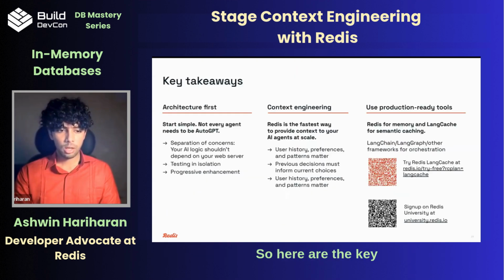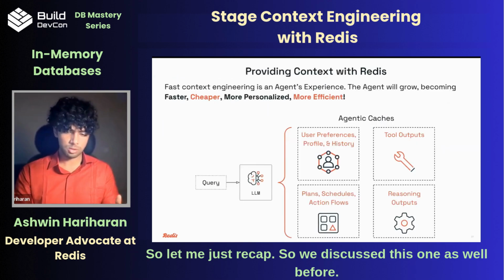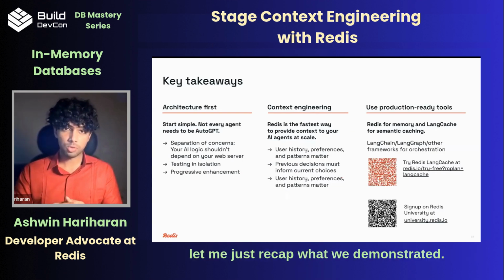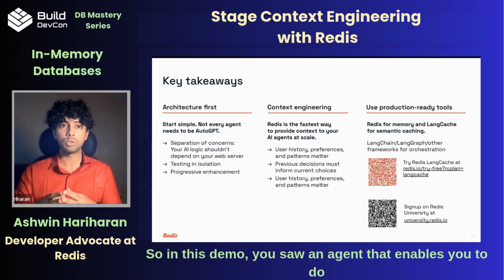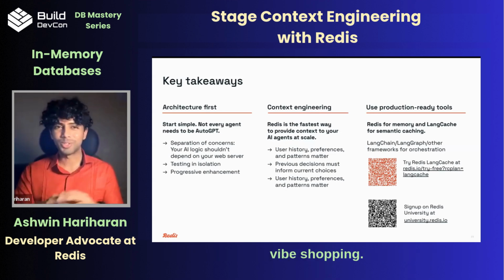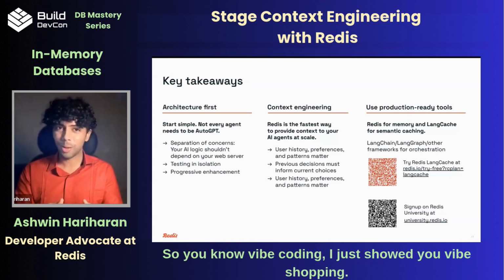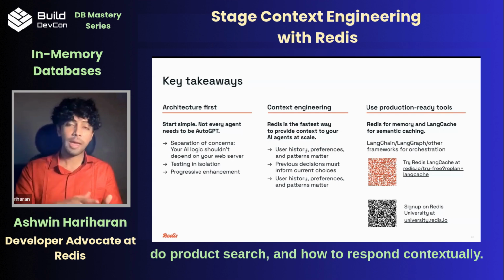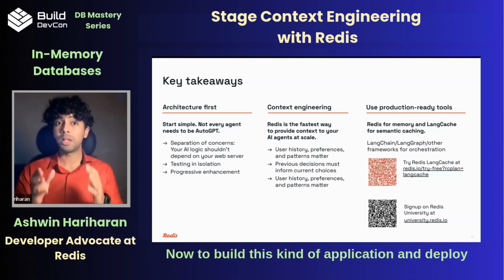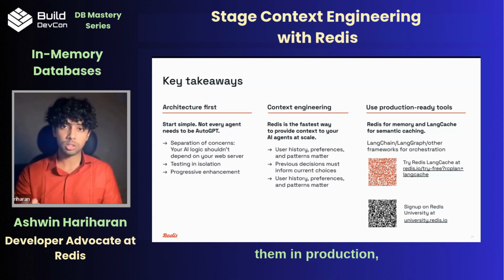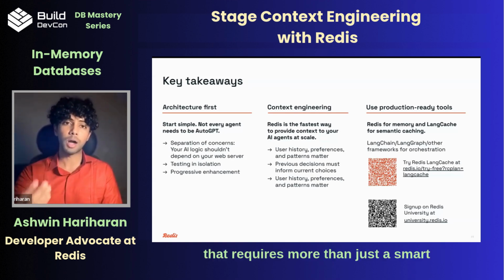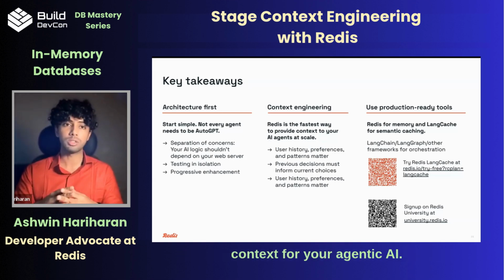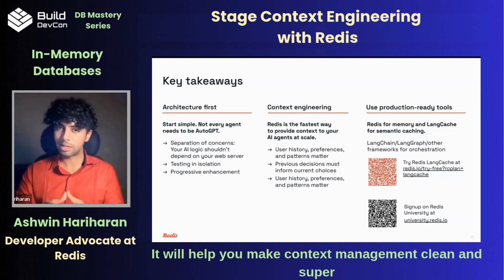So here are the key takeaways. Let me just recap what we demonstrated. In this demo, you saw an agent that enables you to do vibe shopping. Vibe coding, I just showed you vibe shopping. The agent chose what tools to use, when to search for ingredients, do product search, and how to respond contextually. Now, to build this kind of application and deploy it in production requires more than just a smart large language model. Redis is great to provide that necessary context for your agentic AI. It will help you make context management clean and super fast.